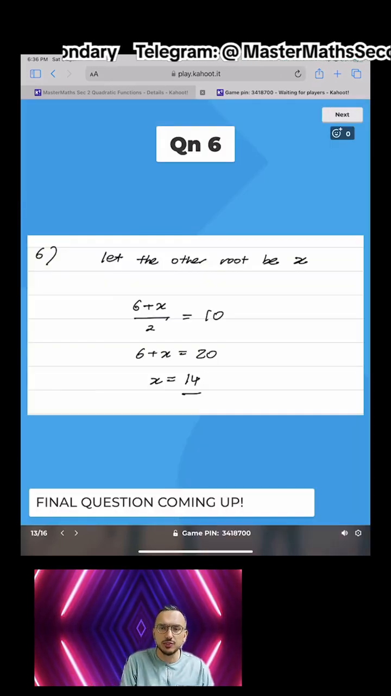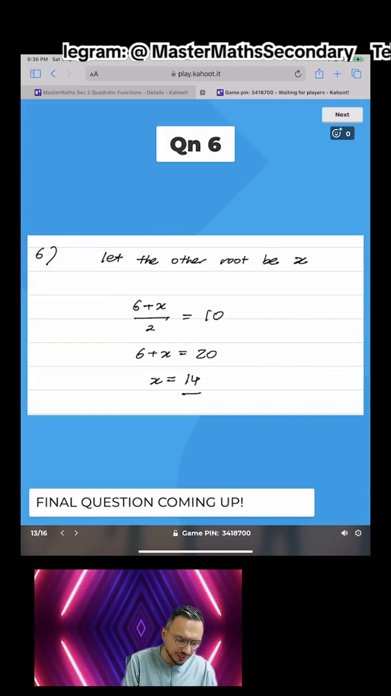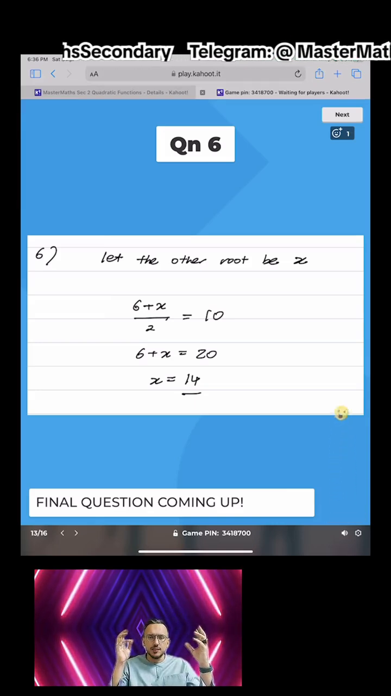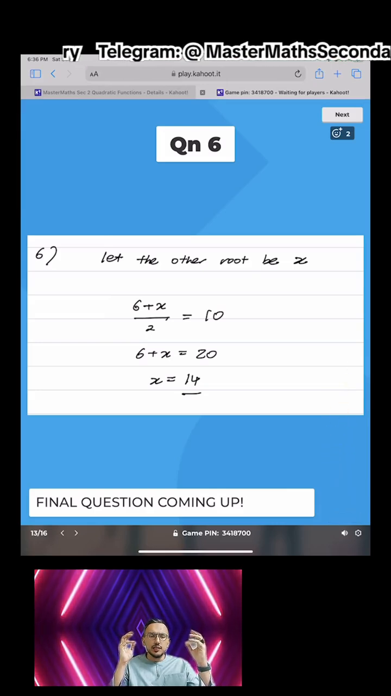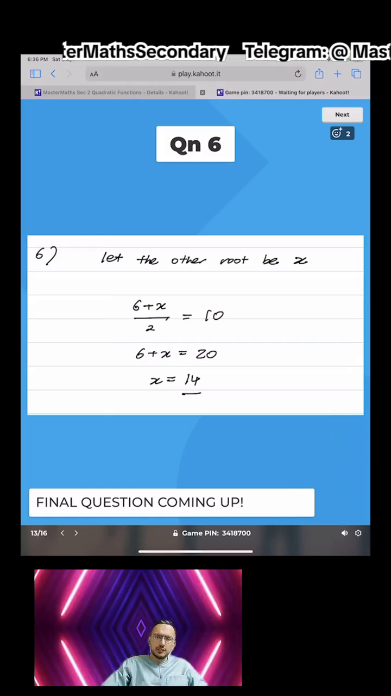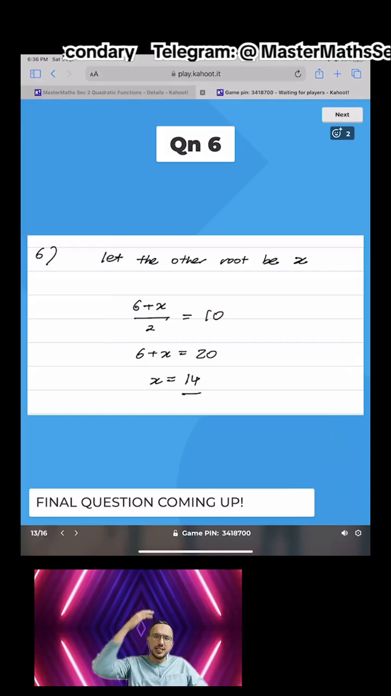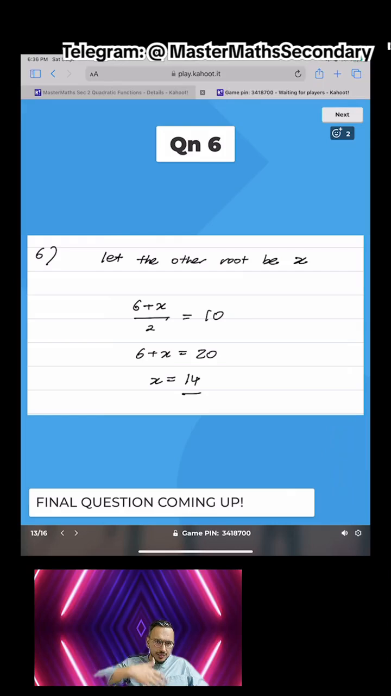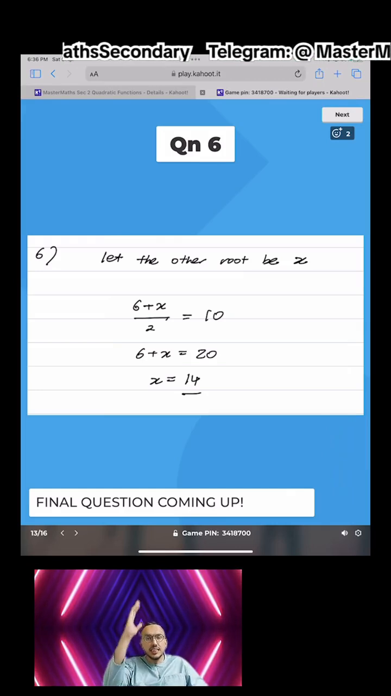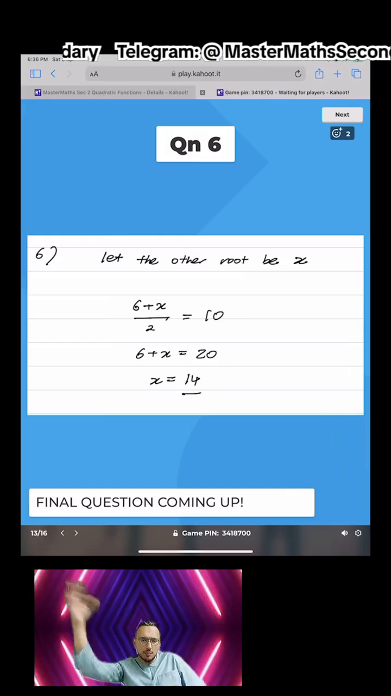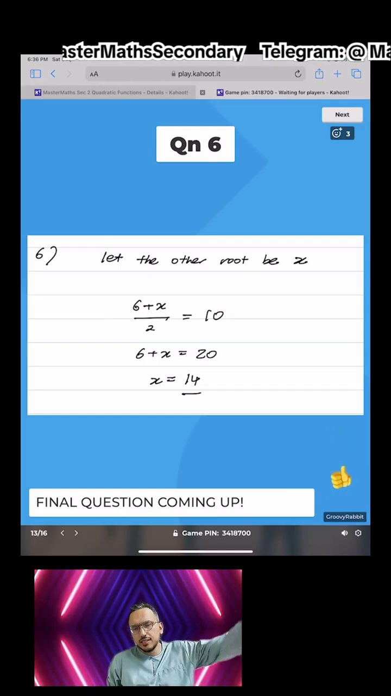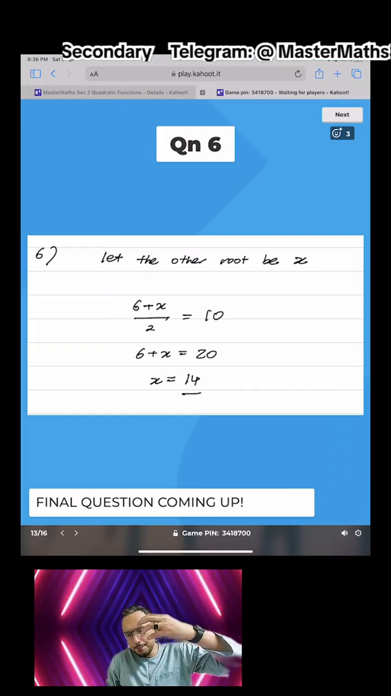Okay, so actually the solution is very easy. This is the solution. When you have two roots, you add them together and divide by 2, and that will give you your middle point. The middle point is where the line of symmetry lies. For a vertical line, it has to be x equals something. So we take 6 and add it to the other root.